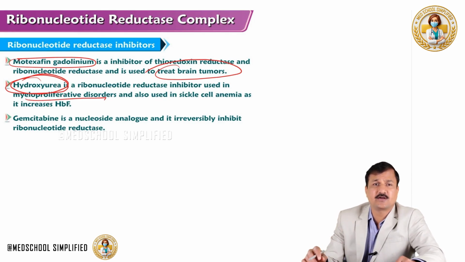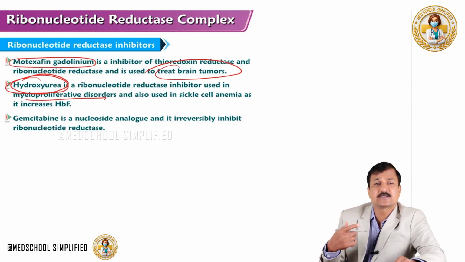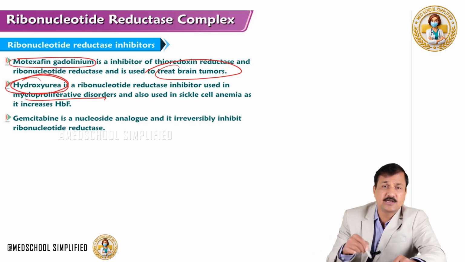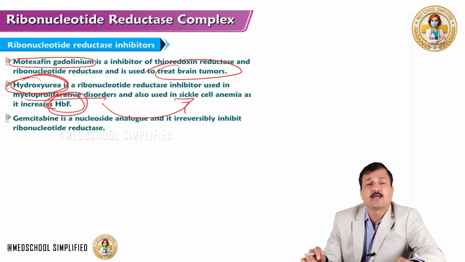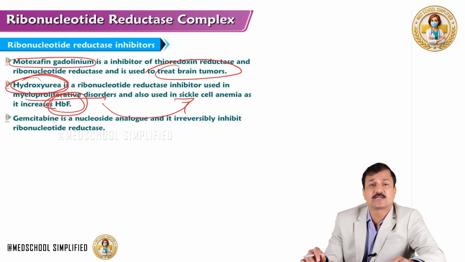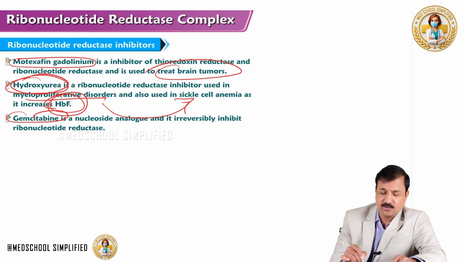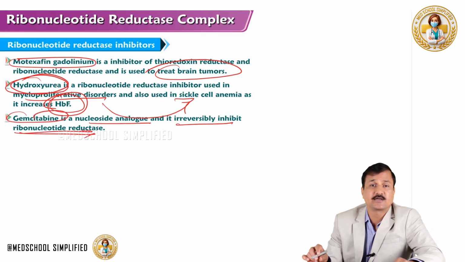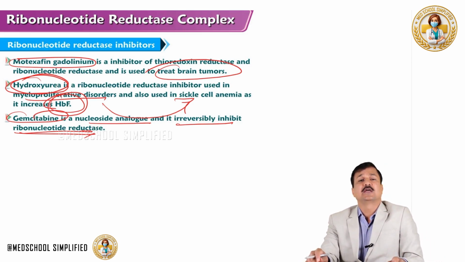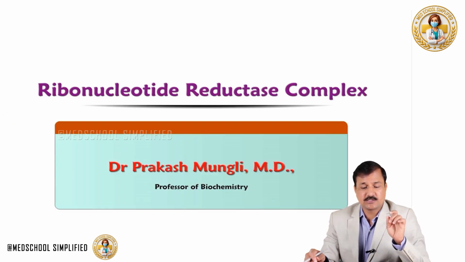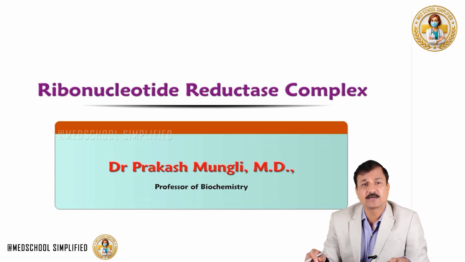And one of the side effects of hydroxyurea is that it increases gamma chain synthesis. And this increase in gamma chain synthesis leads to elevation of fetal hemoglobin. This particular effect is used in the treatment of sickle cell anemia, thereby decreasing the sickle cell crisis. Gemcitabine is a nucleoside analog and it irreversibly inhibits ribonucleotide reductase enzyme. So these are some of the drugs that inhibit ribonucleotide reductase enzyme. So that's all about the ribonucleotide reductase complex.